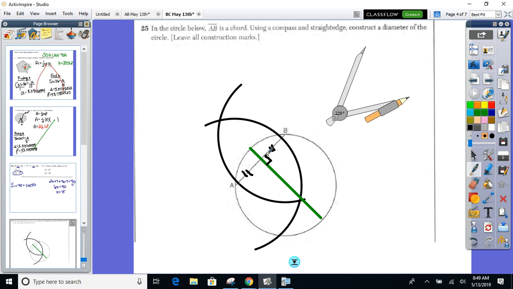If you just look at what we did, that's pretty darn easy. But you got to remember to do that. You got to remember that if that's really a diameter, it's going to be perpendicular and bisecting the chord. So you got to get to that point before it gets real easy. All right, we're good there. Okay, next one up. Got plenty of time still.